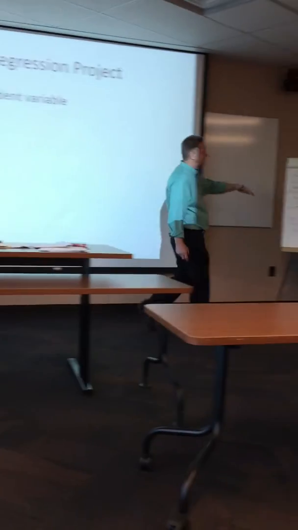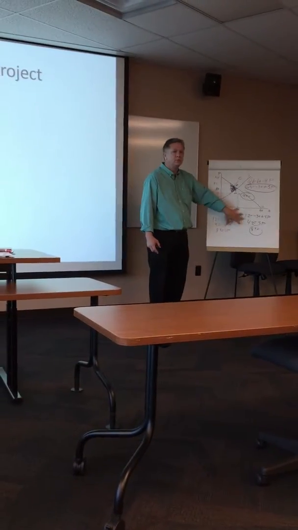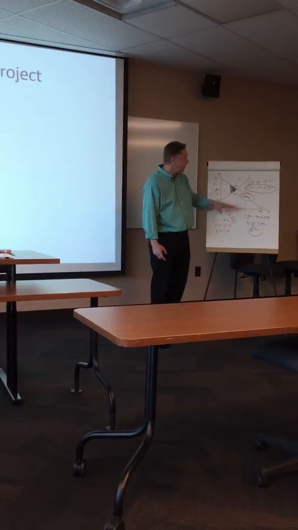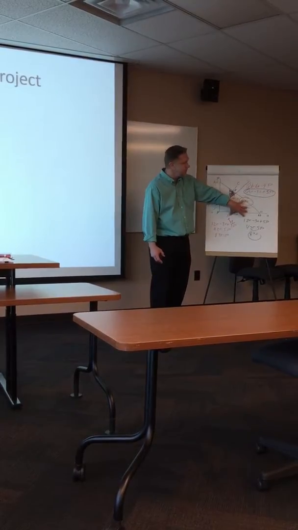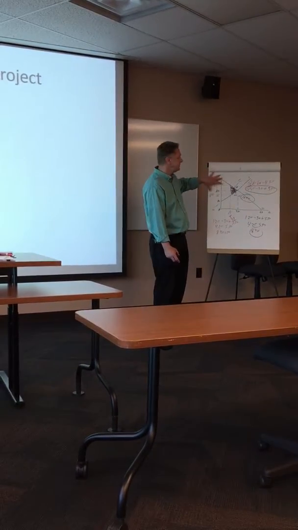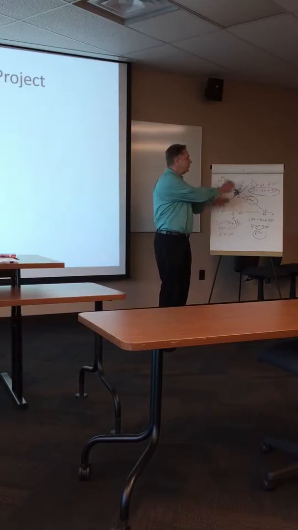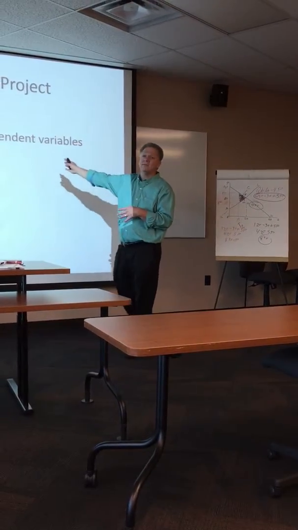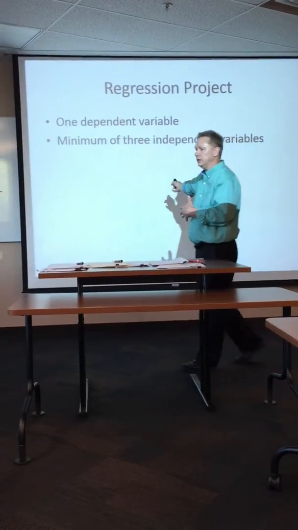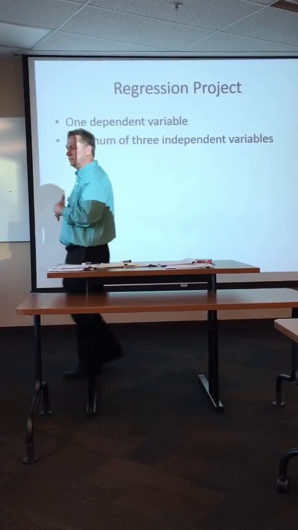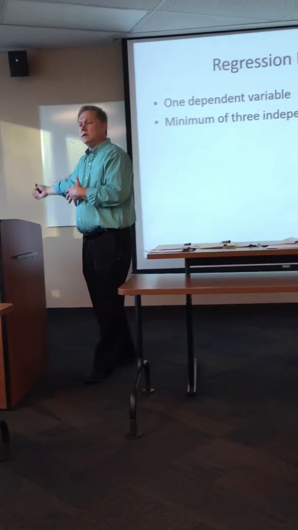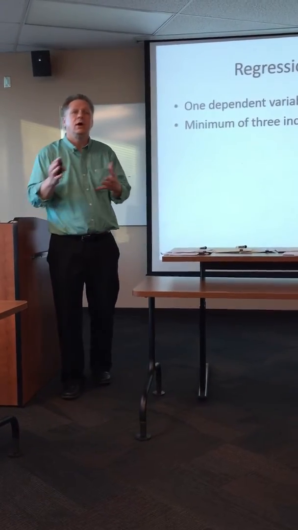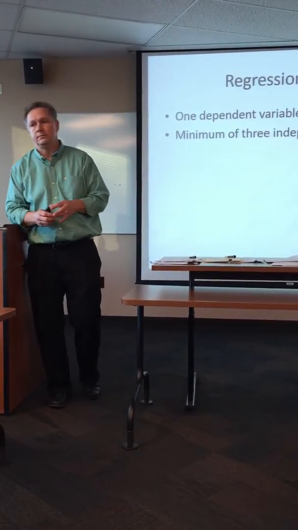Here, what we're saying is when you change price, what happens to quantity? Quantity is the dependent variable. Price is an independent variable. All you're doing is trying to figure this out, but you're doing more than price. You're adding a few more things in. You have to have at least 3 independents. So 3 independents that are causing changes in this dependent.